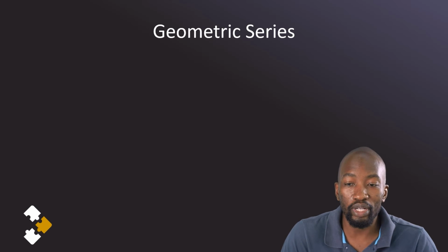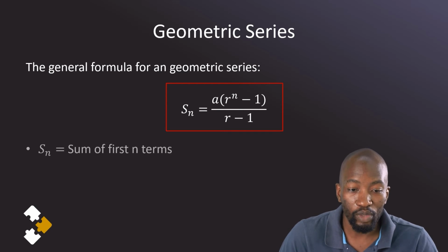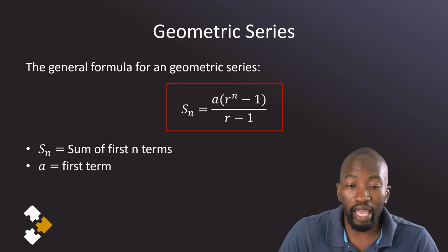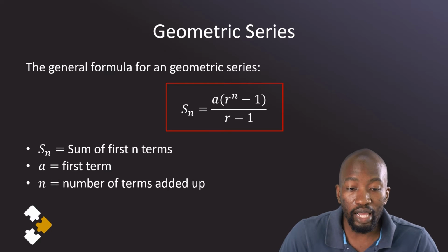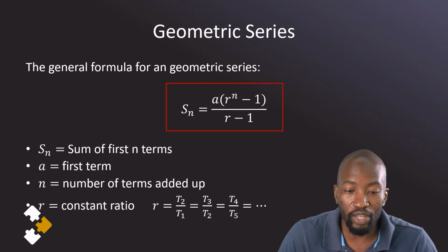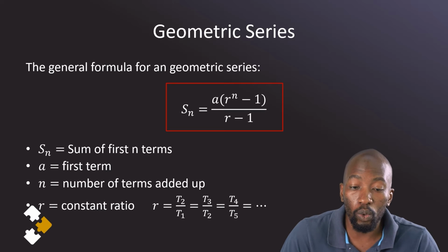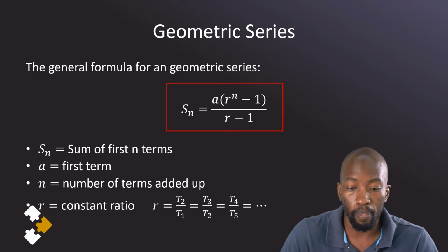Now let's look at the geometric series. So the general formula for a geometric series is Sn is equal to a into r to the power of n minus 1 all over r minus 1, where Sn is equal to the sum of the first n terms. A is equal to the first term, and n is equal to the number of terms that we are adding up to. R is the constant ratio, and that is given by T2 over T1, which must be equal to T3 over T2, which must also be equal to T4 divided by T5. If that does not hold true, then it's not a geometric series.